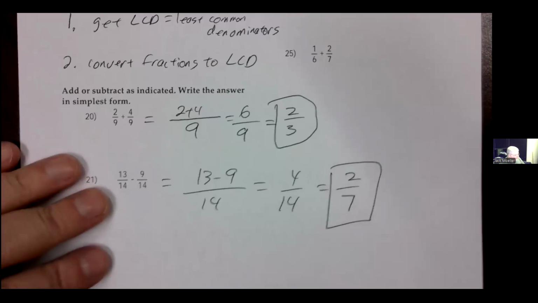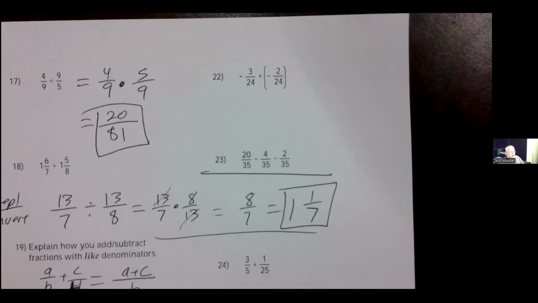There we go. If the denominator is the same for subtracting, that's much more straightforward. I'm going to save 22 until the next lecture because we haven't talked about integers yet. Let's look at number 23.